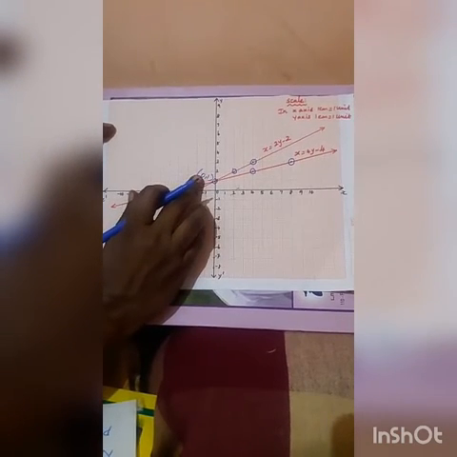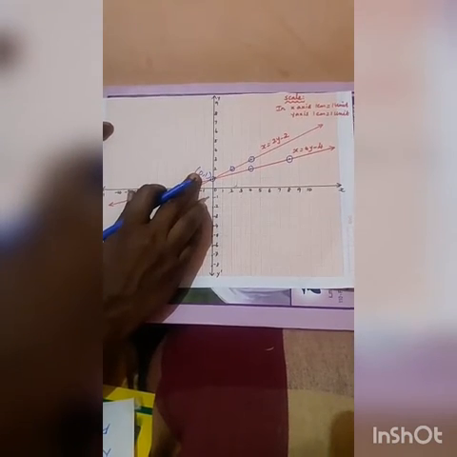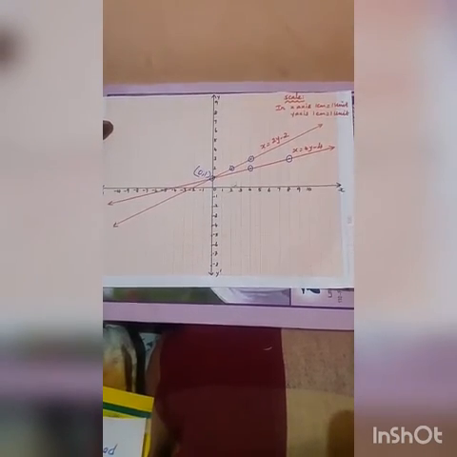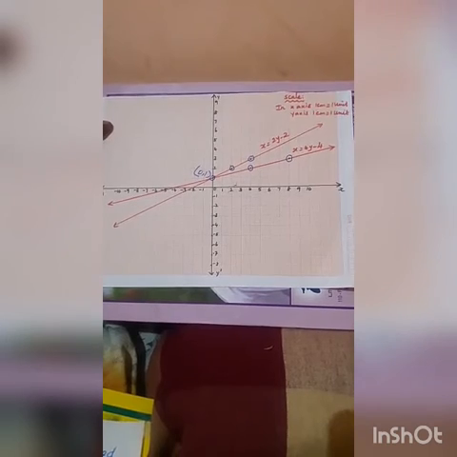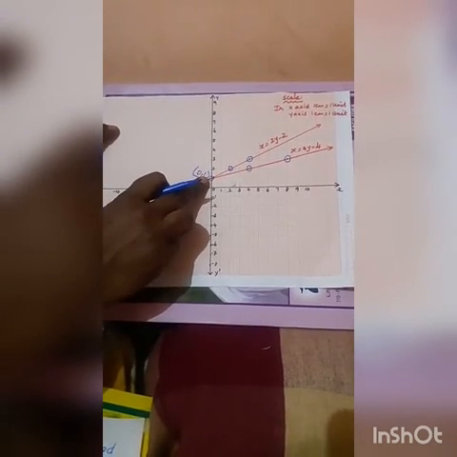Here we take the number of skirts as x. Therefore the number of skirt is 0 and the number of pant is 1.